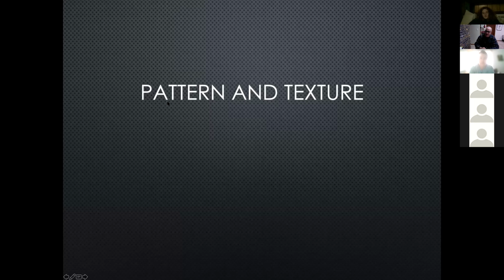Let's move on to pattern and texture. Okay, so we talked about line, shape, value. Now we're going to talk about pattern and texture. I'm going to use them together because when we're talking about the elements of art, pattern and texture go together. So we go line, shape, value, texture, color.